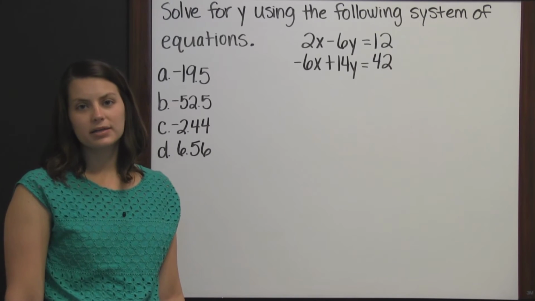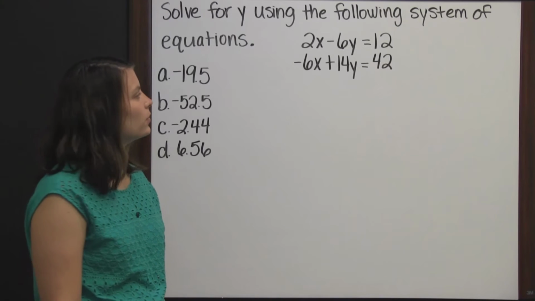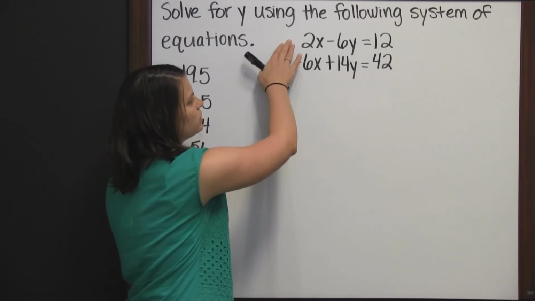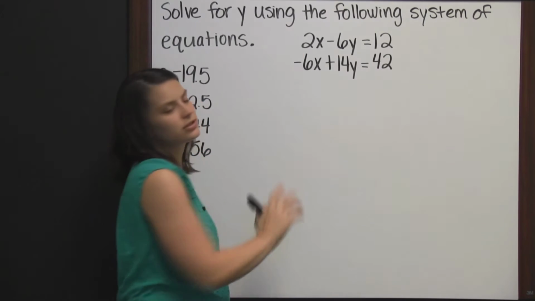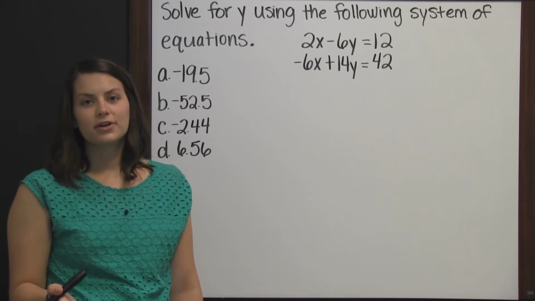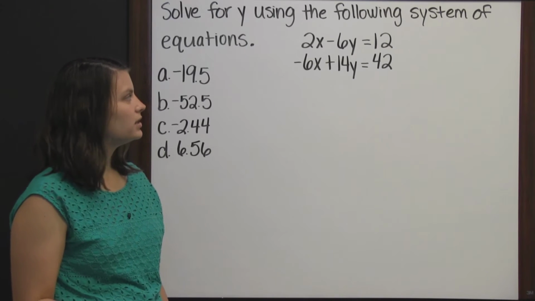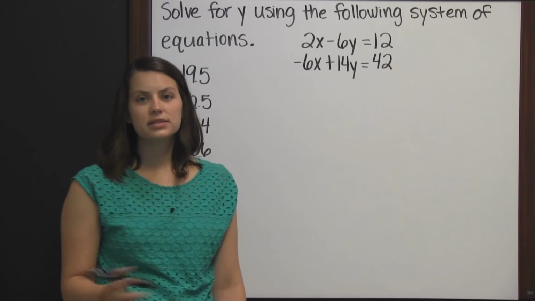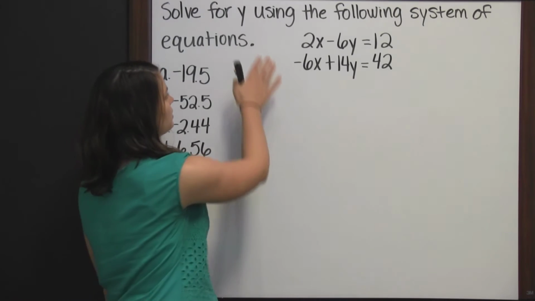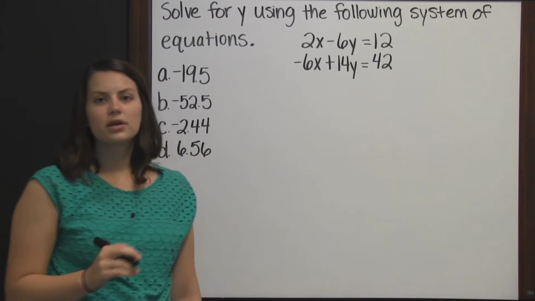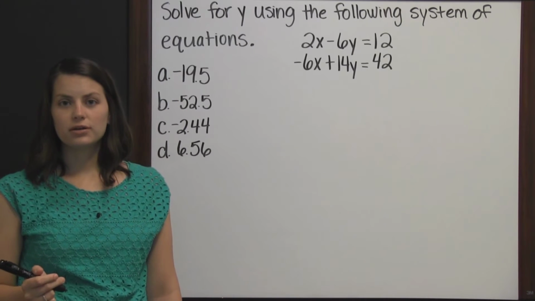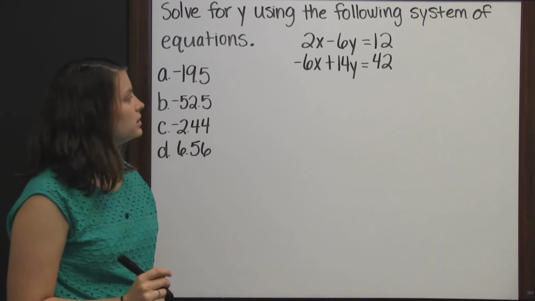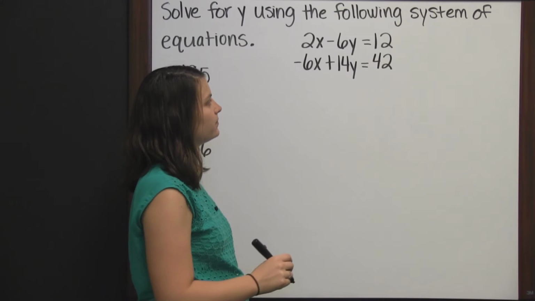What you need to keep in mind is that what you're doing is finding where these two lines intersect on a graph. So you can graph, that's one way to solve a system, is to graph both the lines and see where they intersect. And then in this case, just give the y coordinate. But you can also use substitution or elimination.